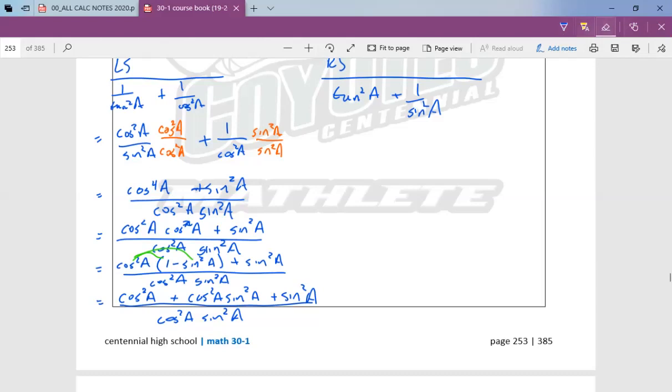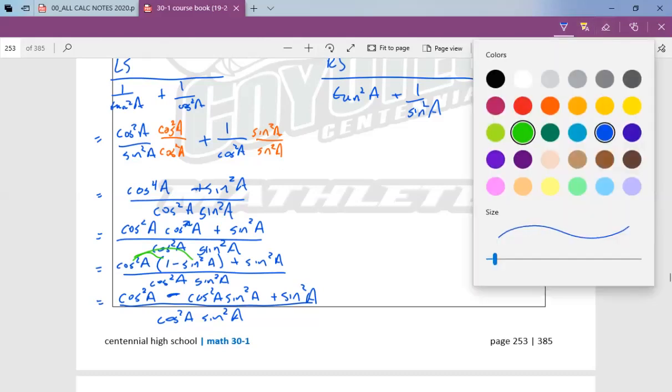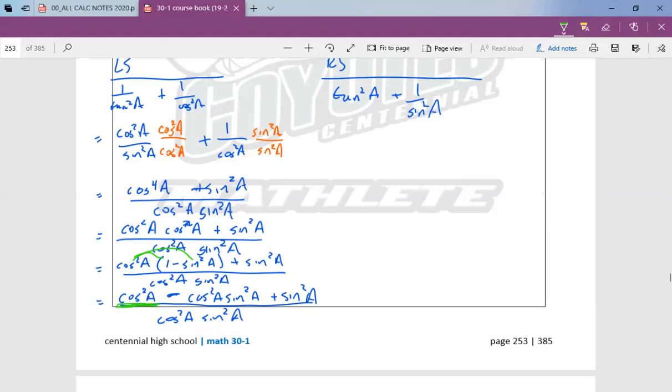Minus, right there, that's got to be a minus sign, I think, right? Because it's cos squared times negative sine squared, so let's make that minus. Now, the thing to realize here is that we've got this cos squared A, and we're adding sine squared A. So those two things together are just 1. 1 minus cos squared A sine squared A all over cos squared A sine squared A.